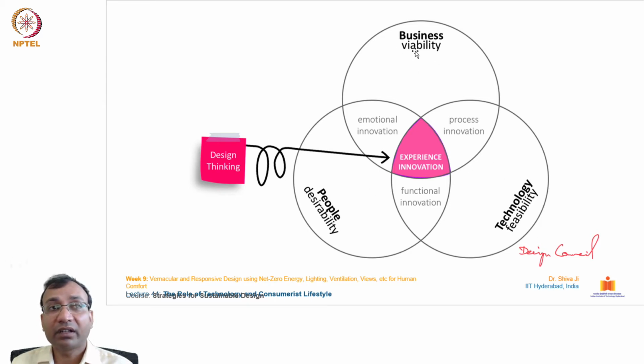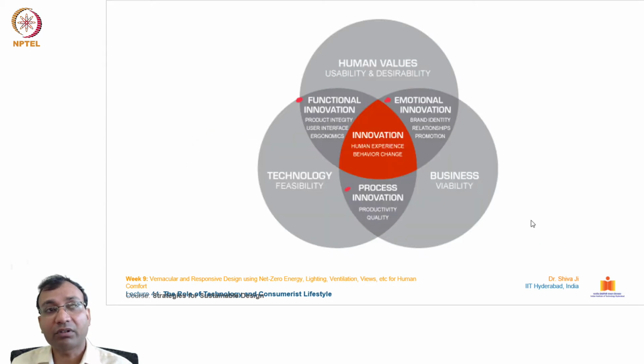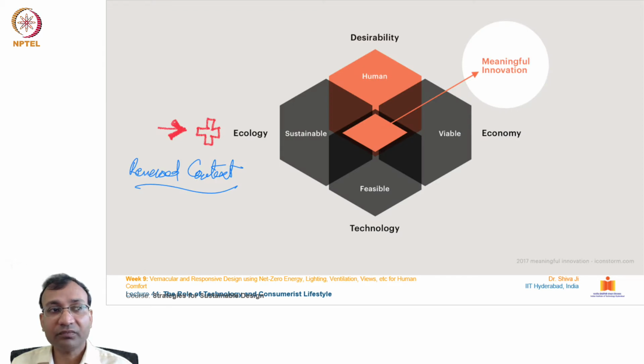And between business viability and people desirability, of course there is a factor of emotion. That is where emotional innovation is mentioned. And at the cusp of all three is the total innovation, or the experience of overall innovation they are talking about. You can understand it in more detail here, like the human experience and behavior change, so the overall experience of innovation comes at the cusp of these three.